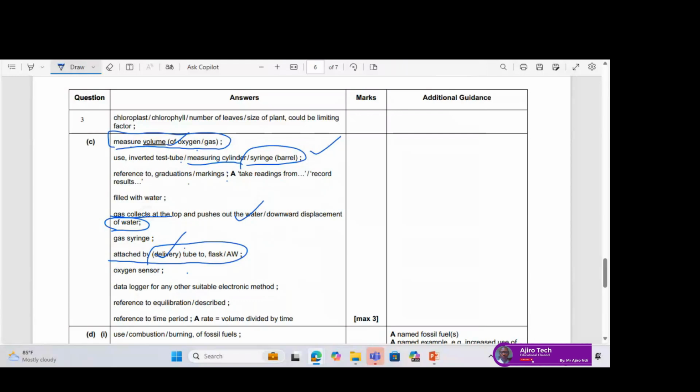It's fine to know that you use a gas syringe, but you have to be able to give details of how it works. So you connect the setup to a gas syringe using a delivery tube or to a measuring cylinder to collect the volume of gas, measure it in a measuring cylinder, or you measure it collecting the volume using a gas syringe. If it's a syringe, you connect the gas syringe by upward displacement or downward displacement over water, okay, and you can measure the volume of gas collected. So these are the details to show that you know what we are talking about.